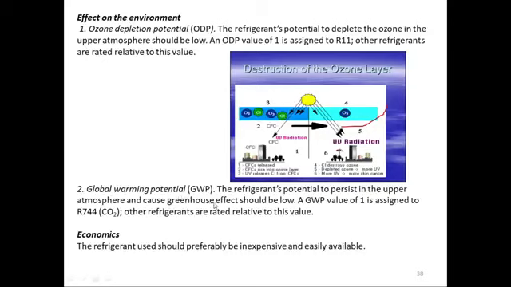Now global warming, GWP: the refrigerant's potential to persist in the upper atmosphere and cause a greenhouse effect should be low. A GWP value of 1 is assigned to carbon dioxide, and other refrigerants are rated relative to this value. The last point is economics. Your refrigerant should be cheap and easily available. So this is all about refrigerants.